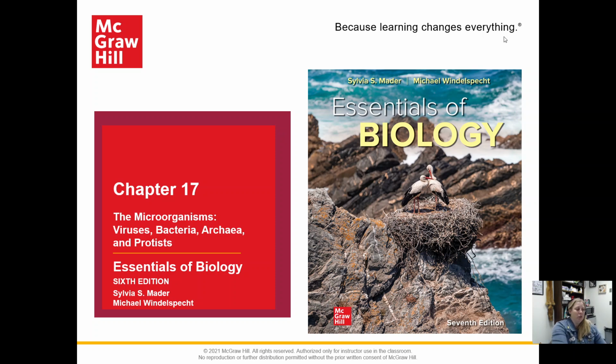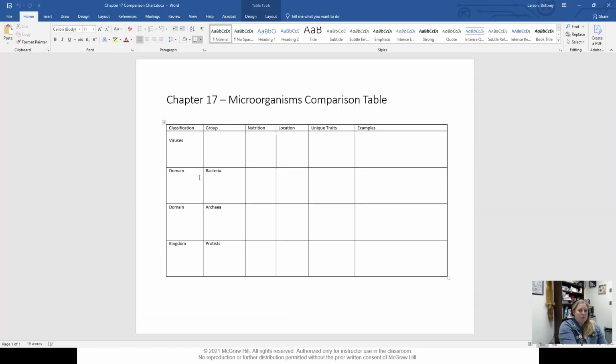So for this particular unit, one of the things that I have created for students are these comparison tables, and this is a really great way to take notes. What I would personally do is have these up while I'm watching and listening to the lectures and going through the PowerPoints, and I would be taking notes on the nutrition, location, unique traits, and examples for the different groups I'm going to talk about in microorganisms today in chapter 17. And then I have a similar thing for chapter 18 with plants and fungi, and another one in chapter 19 for animals. This is one of the best ways to take notes and allows you to quickly compare these different organisms. And so I'm going to strongly recommend doing that.